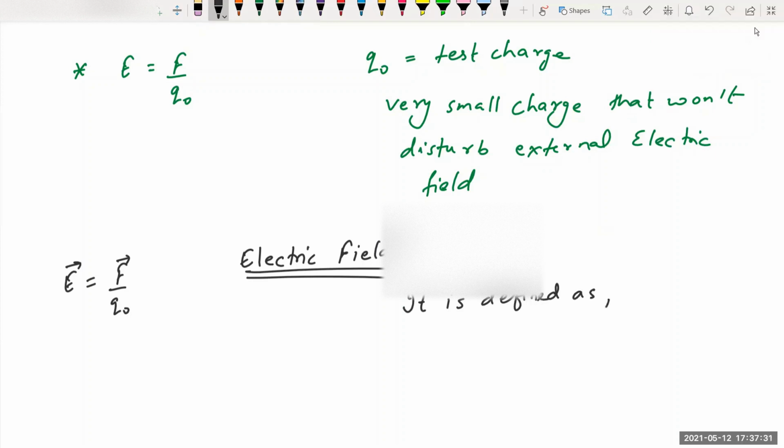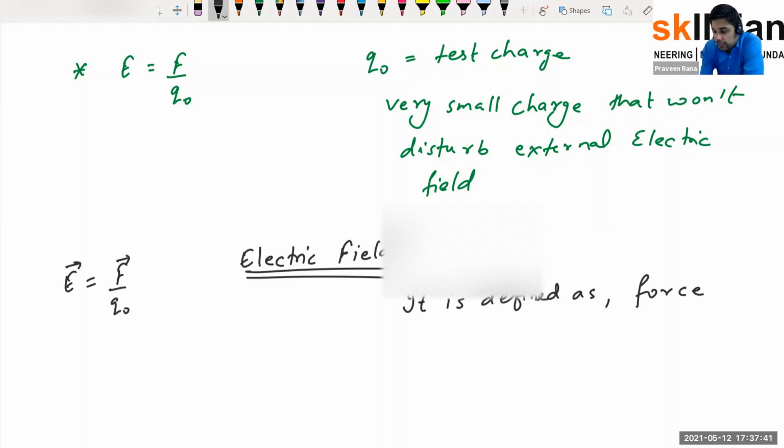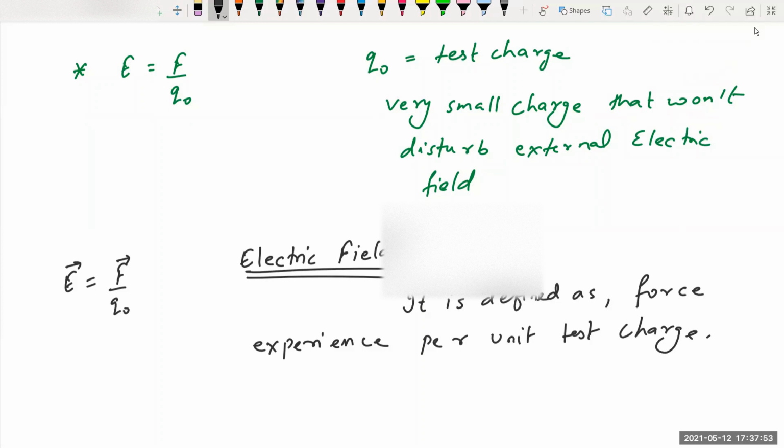Now, what I have done is I divided the force by a charge. So I will say electric field is defined as force experienced per unit test charge, right? Per unit means in division.